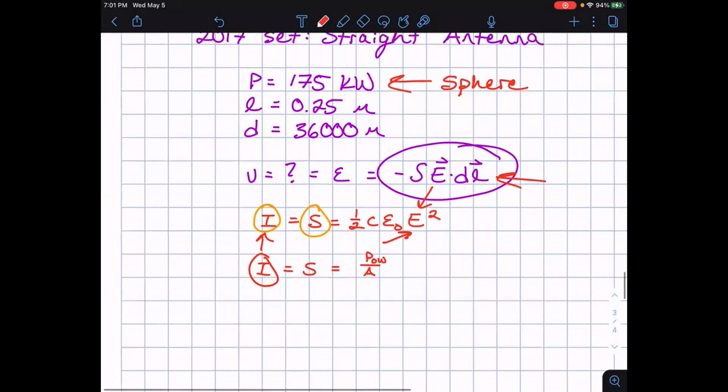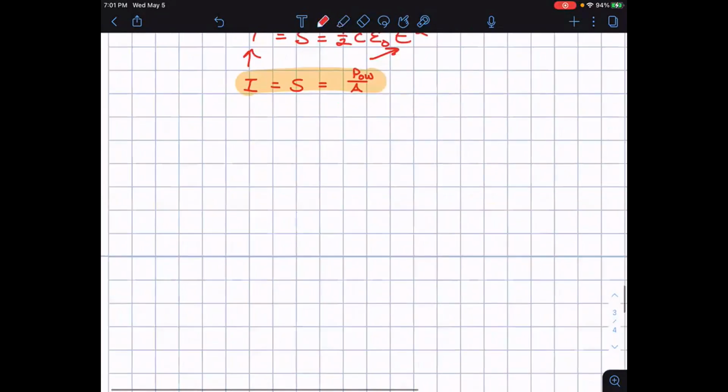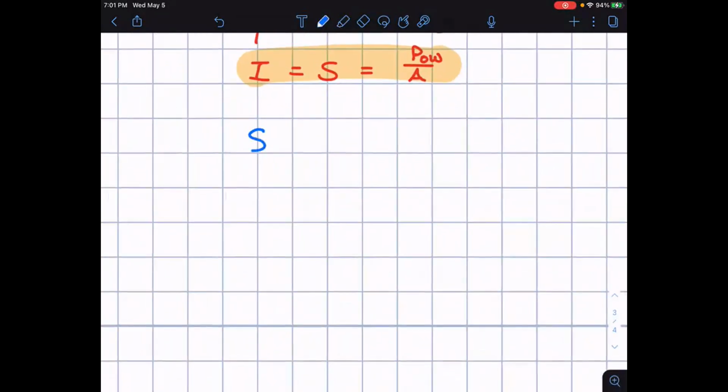But with that being said, I will start at the last thing I wrote down here, which is that intensity equation. So this one right here. I'll write out my solution here in blue. I'll just keep using S because I believe that's what's on your equation sheet. So power over area. In my equation, I am given power, so I'll just write that as 175 kilowatts, I believe.